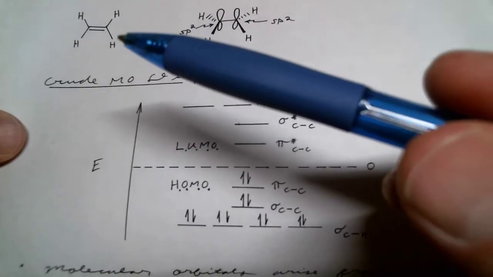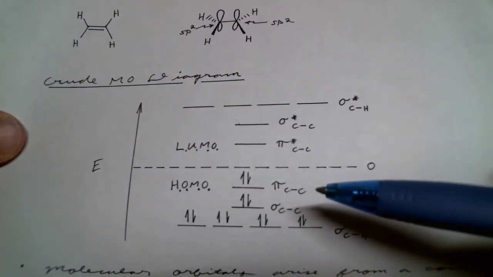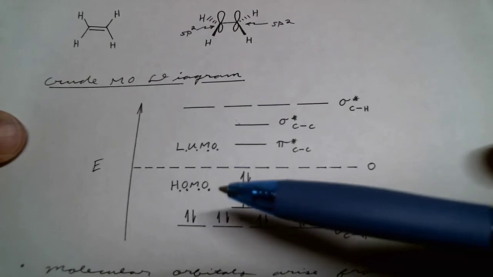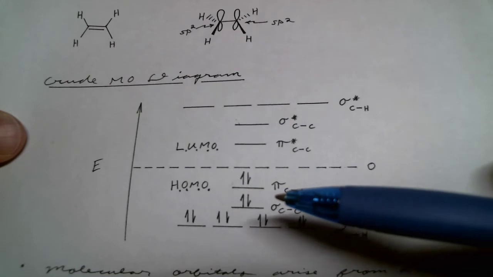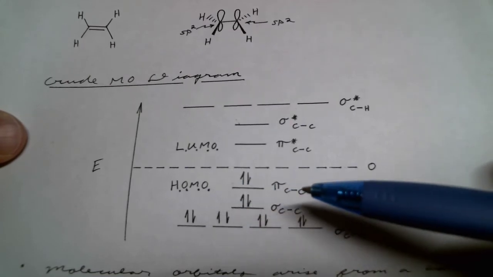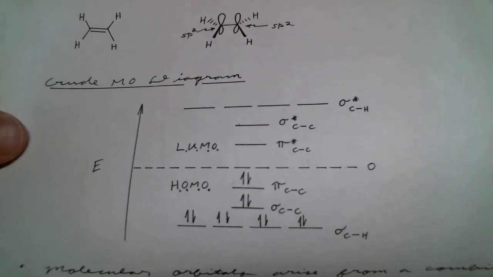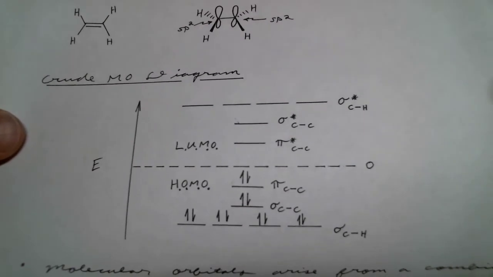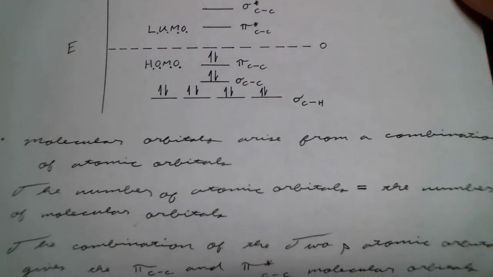Alternatively, our ethylene can act as a Lewis base, an electron pair donor. And the easiest electrons it has to give to the world would be the ones that are located in the highest occupied molecular orbital, that is the pi bond. Those are the least tightly held electrons, the highest energy, and the easiest to interact with the world.